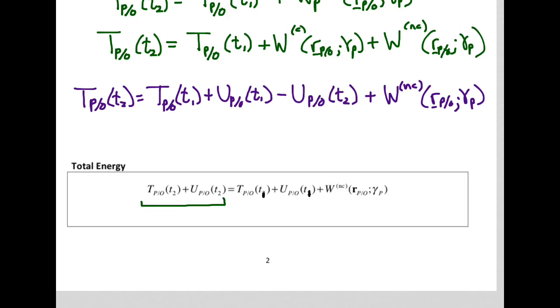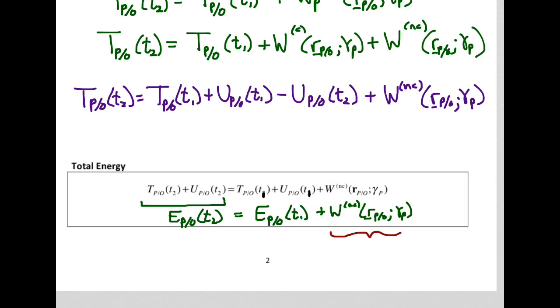And so what we have here is the energy of P with respect to O at time 2. It's equal to the energy of P with respect to O at time 1, plus our work due to non-conservative forces along the path that it takes, because if it's a non-conservative force, it does depend on the path. And then what we have here is that this term on the right-hand side is going to be energy loss.